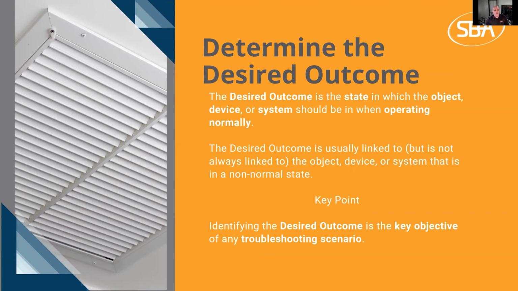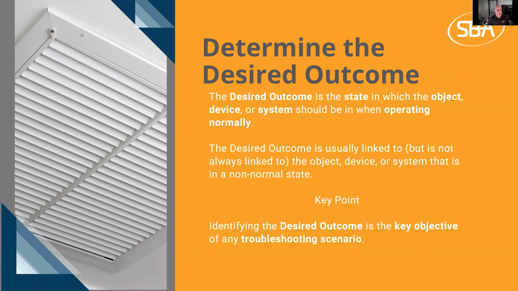The next thing is when you are looking at a desired outcome, it's usually linked to, but it's not always linked to the object, device, or the system that is in a non normal state. So, what I mean by that is the desired outcome, maybe a space being 72 degrees, that may be the actual issue, right? It may be linked to the issue, but it may not be the issue. And we'll understand that more as we start to get into the interrelationship concept, the multi-layer concept, things like that.